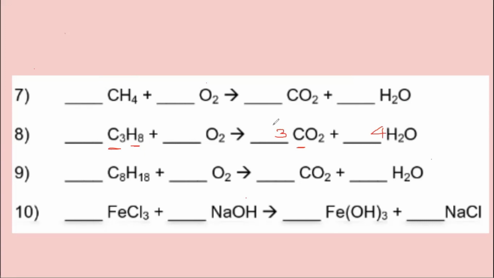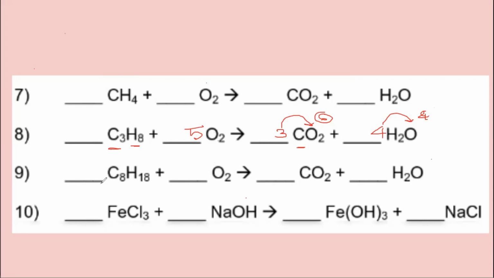Now count the number of oxygen. 3 2s are 6 oxygen and 4 oxygen. Total how many? 6 and 4, 10. Yes, we can write 5 in front of it. 5 2s are 10. So just by writing 5 O2, 3 CO2 and 4 H2O, the equation is balanced.